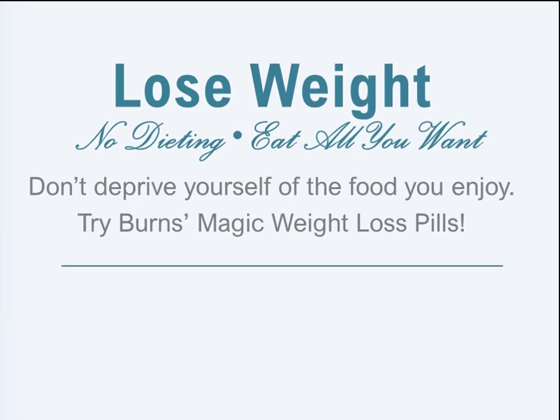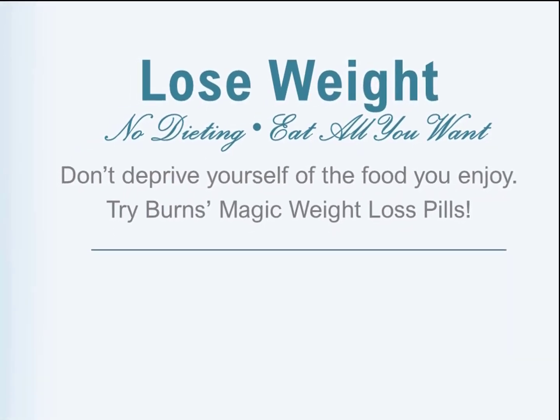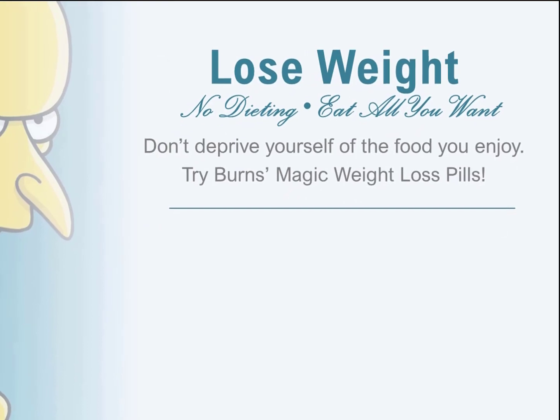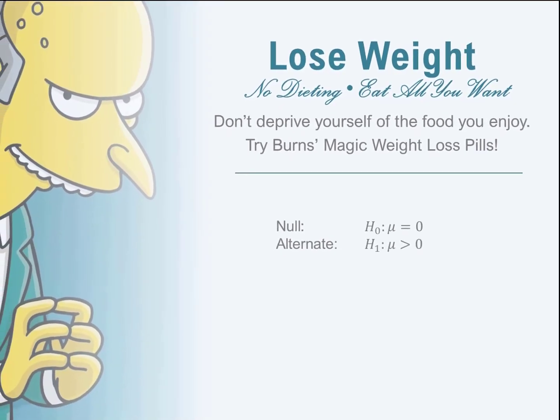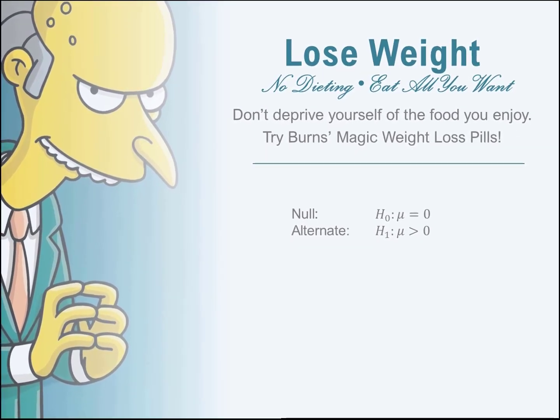So let's imagine a less than honest pharmaceutical company that would like to show that a new weight loss drug is effective. The company performs a hypothesis test that the mean weight loss of subjects taking the drug is greater than 0. So the null hypothesis is H0: mu equals 0 and the alternate is H1: mu is greater than 0. Suppose that they gather a sample and run the test.